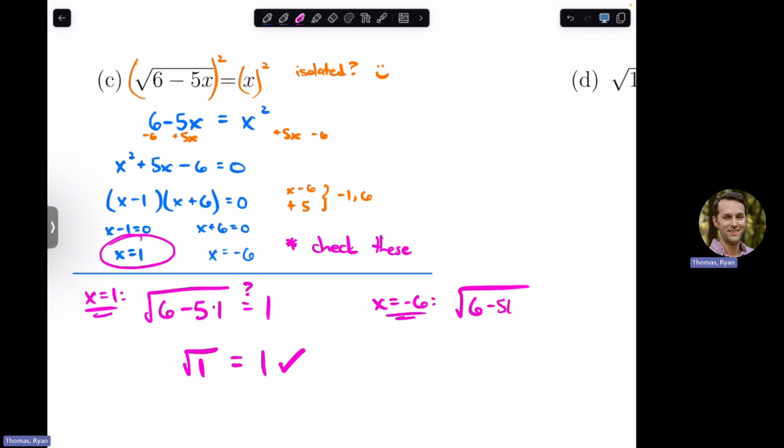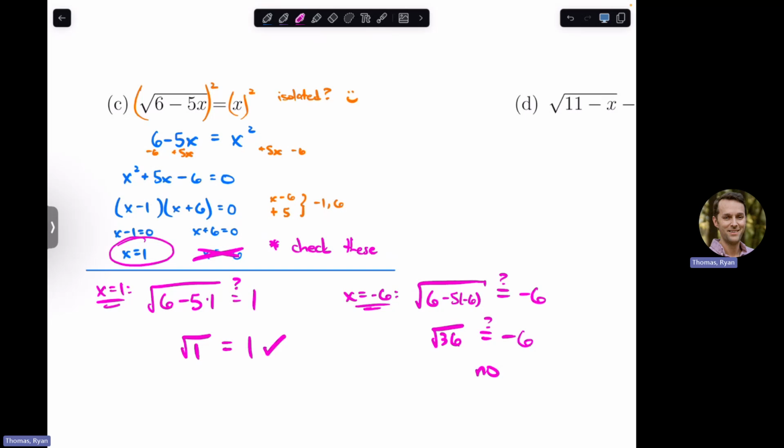6 minus 5 times negative 6, that's the square root of 36. But is the square root of 36 negative 6? No. Grab your calculator, type in the square root of 36. It tells you that it's 6, because the square root as a function, as an operation, as a button on a calculator, is defined to be the principal or the positive one, right? Now, if you square negative 6, you do get 36, but that doesn't mean the same thing as saying that the square root of 36 is negative 6. That's our extraneous solution. That doesn't work. X equals 1 is the actual solution to the equation.